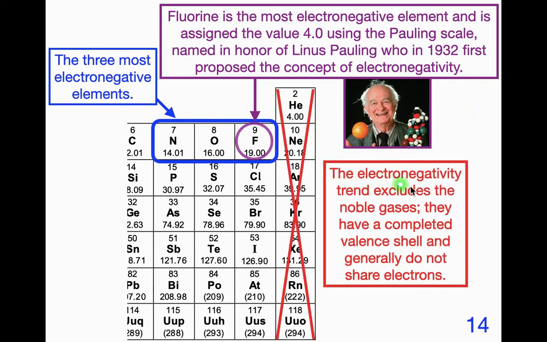Note, the electronegativity trend excludes the noble gases, as they have a completed valence shell and generally do not share electrons. So when you look up electronegativity values, more often than not, there's just nothing for noble gases, or they might not even include the noble gases in the chart you're looking at. You will see that sometimes there are electronegativity values, but you can't force a noble gas to form a covalent bond. A few compounds occur naturally, but generally we just ignore the noble gases.